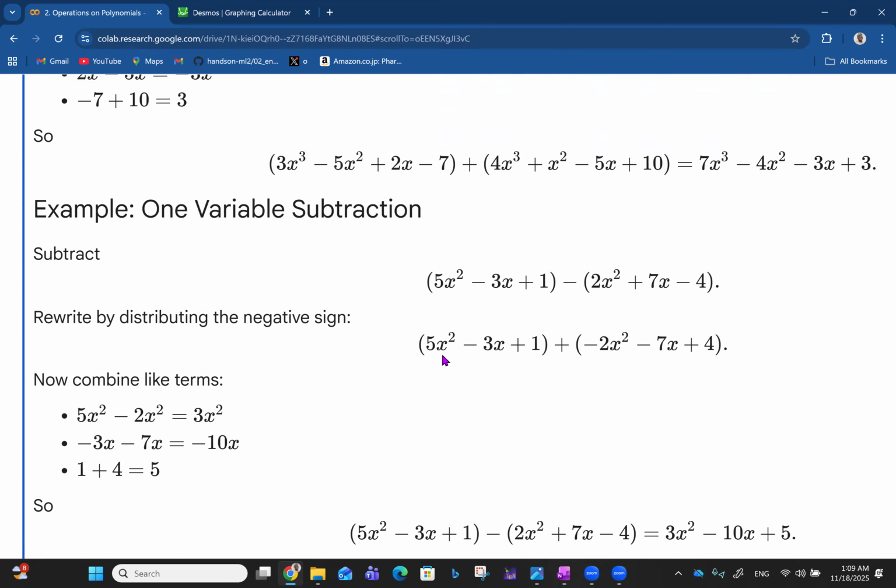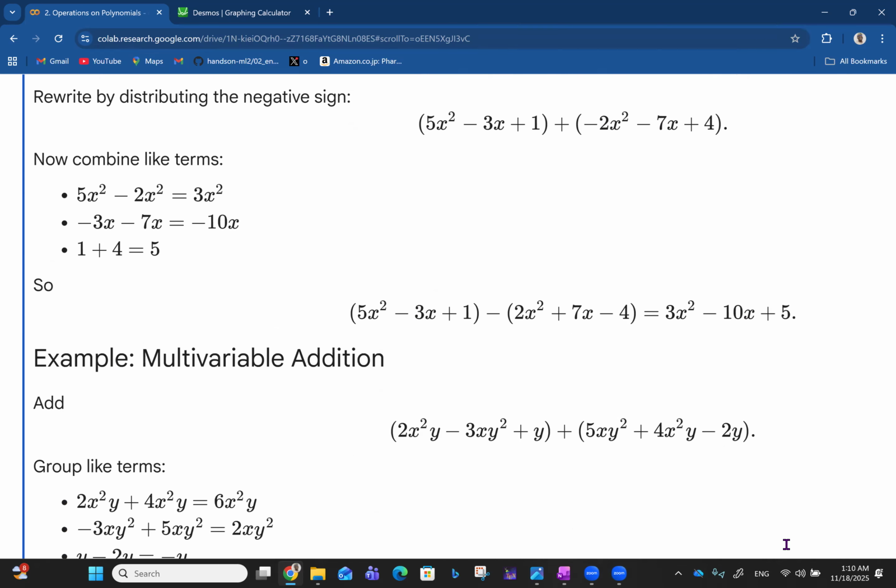So you have 5x squared minus 3x plus 1. The negative sign can go inside, so you can work more freely with the rest. So all the signs change as the minus goes inside. Minus 2x squared, this was positive so it becomes negative. This was positive, 7x, it becomes minus 7x. Minus 4 becomes plus 4. Now you can do what we did before. 5x squared minus 2x squared is 3x squared. Minus 3x minus 7x is minus 10x. 1 plus 4 is 5. And that's why we have 3x squared minus 10x plus 5 right there.